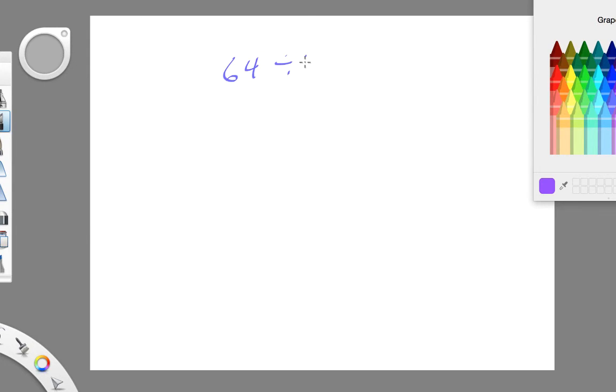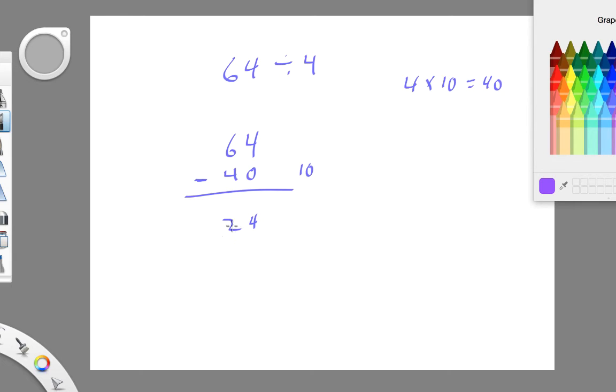64 divided by 4. Okay, well, you know that 4 times 10 is 40. So when we set it up, we're going to go 64, and we're going to subtract. Instead of just subtracting 4, we're going to start by subtracting 40, which is 10 times. Or you can just start writing the numbers like that. And then that leaves 24.